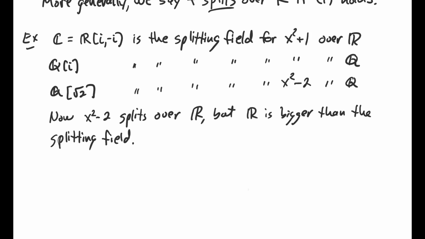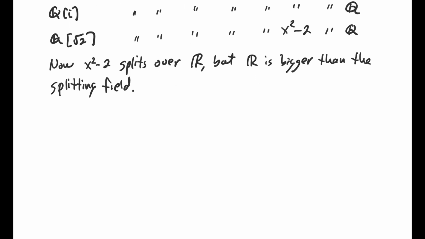So as a final comment here, x squared minus 2 splits over the reals, because it factors. The reals contain the square roots of 2. And it's not the splitting field, though. It's strictly bigger, because as we've already seen, that's just Q adjoin the square root of 2. And that is smaller than R.